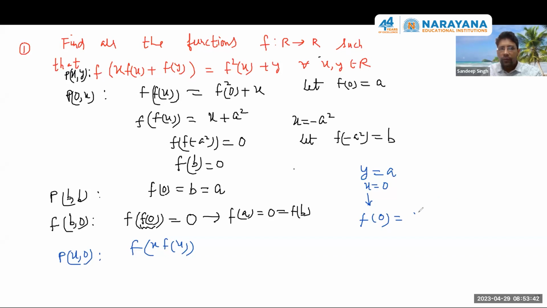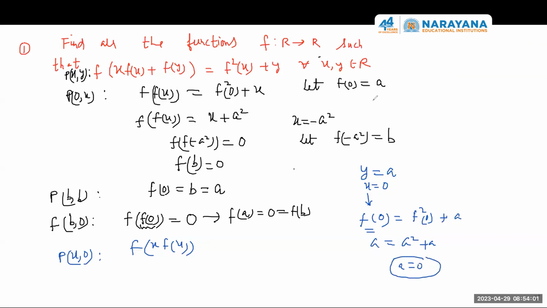Correct. So f of 0, this is going to be f square x. So f is square 0 and plus y. So y we have substituted as a. This itself is a only. f of 0 is a only. So a square plus a. That means a equal to 0. Correct. This is what you are saying, Nikhil, right? Yes. Correct. So once a is 0, now p of x comma 0 is going to be how much?